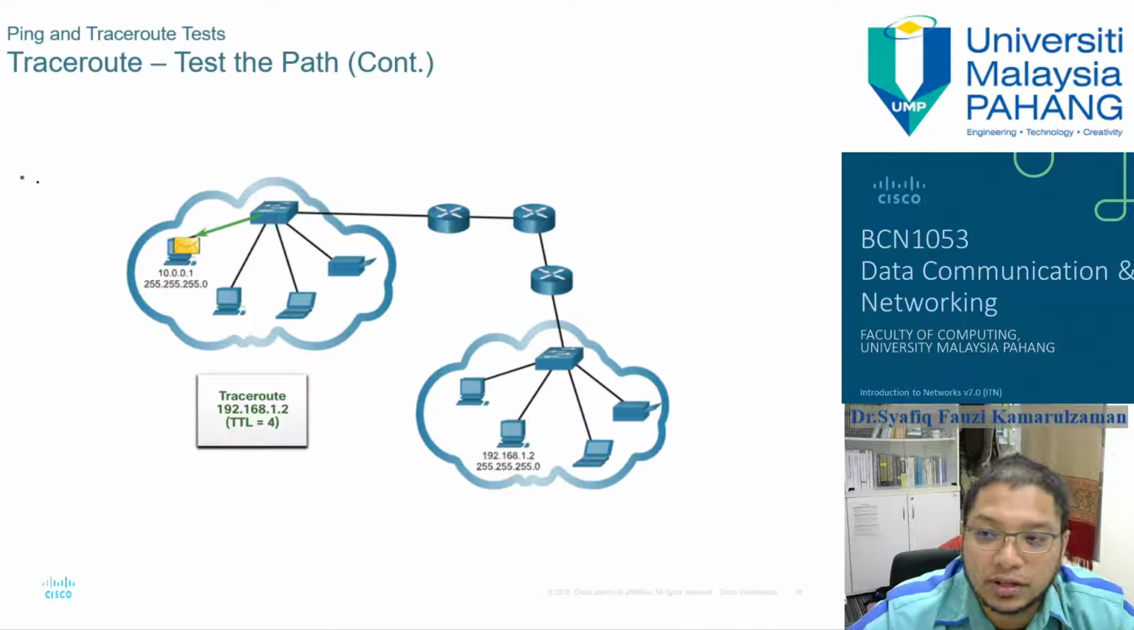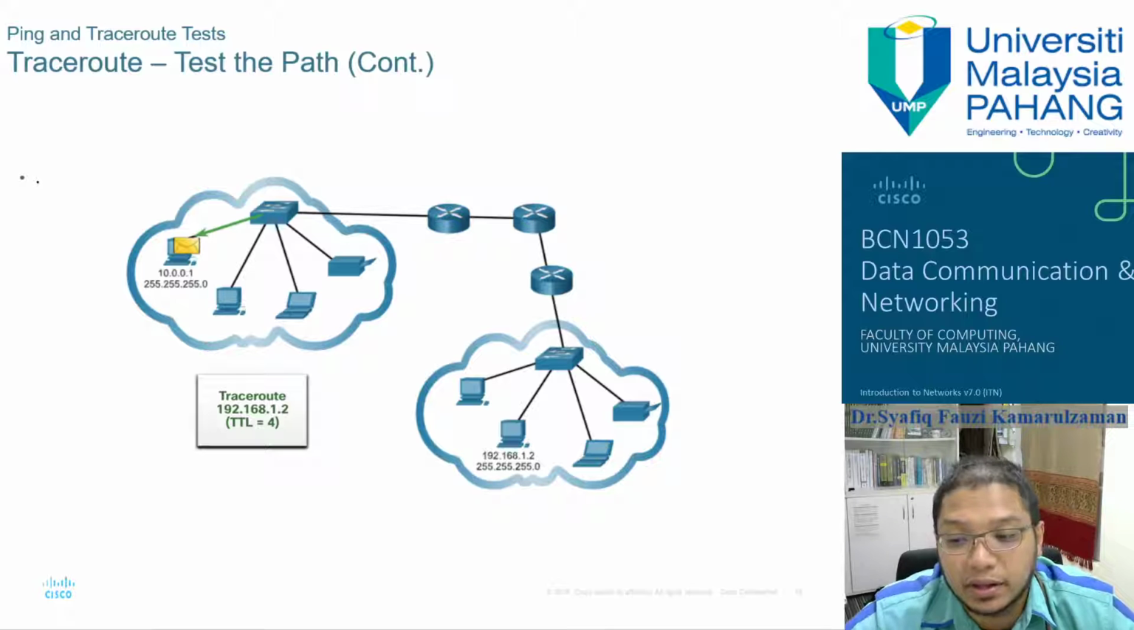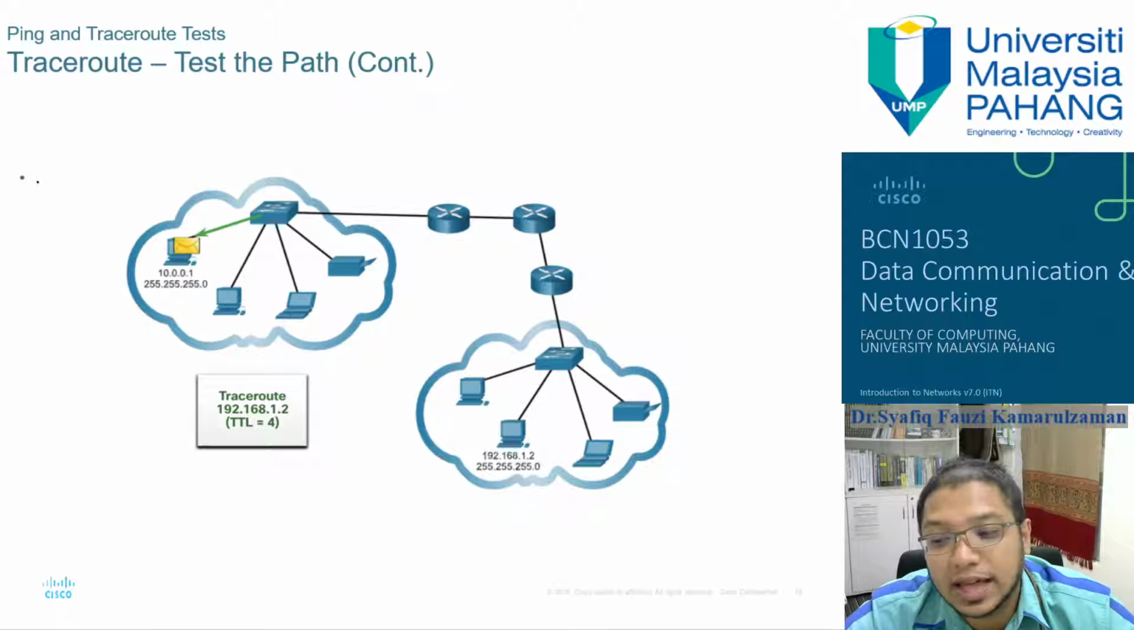In case you want to test traceroute, for example, traceroute 192.168.1.2. Here you are tracerouting this PC, with a TTL of 4. What does it mean? The first message sent from traceroute will have a TTL field value of 1. This causes the TTL to time out at the first router. This router then responds with an ICMPv4 time exceeded message, so you get a reply.